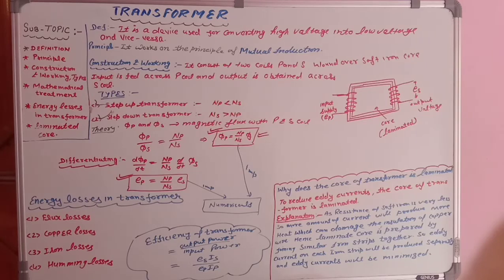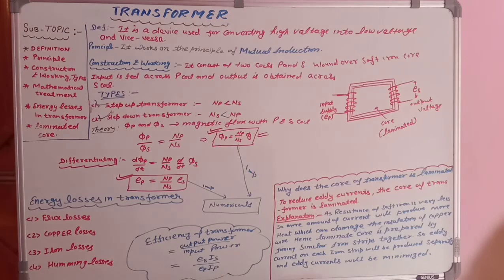क्योंकि step up हम low से high में convert कर रहे हैं, तो मतलब primary number of turns low होंगी और secondary number of turns high होंगी. That's why I have written NP is less than NS. And similarly in a step down transformer, NS is less than NP. Okay, that means the number of secondary turns are less, number of primary turns are more.